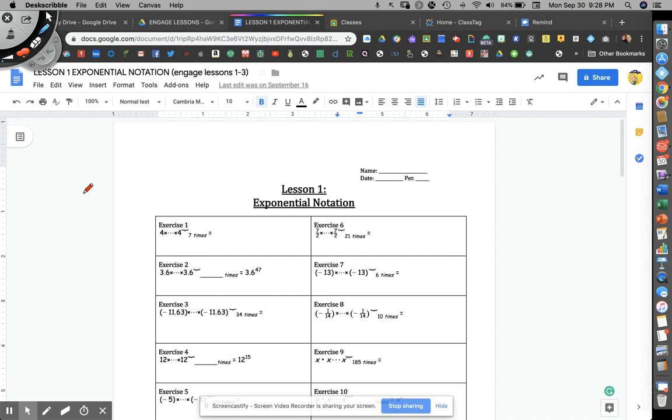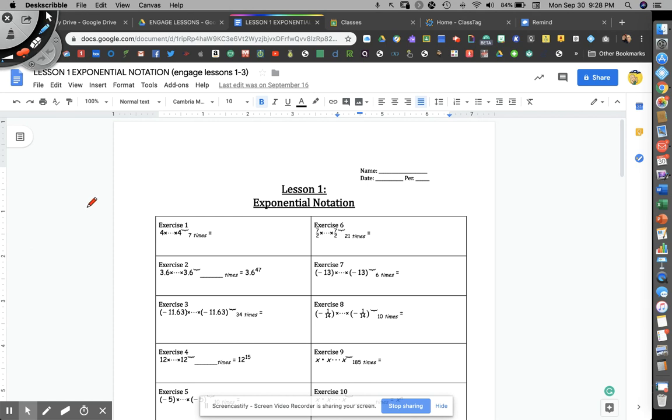So since I'm not there with you right now, I thought I would go over some examples with you on our worksheet. So the first thing you're going to need to do is make sure you have your name, date, period on both of the papers that you grabbed from the file, and also start with lesson 1. You also want to make sure that you have a calculator handy.